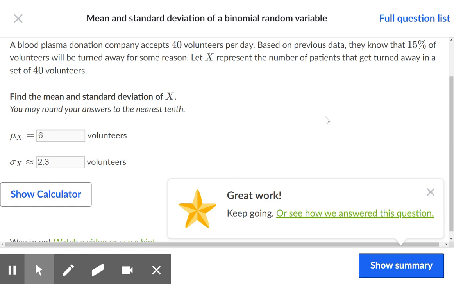So here we are. There are two formulas. To find the mean, you take n times p. To find the standard deviation of the binomial random variable, you take the square root of n times p times 1 minus p.